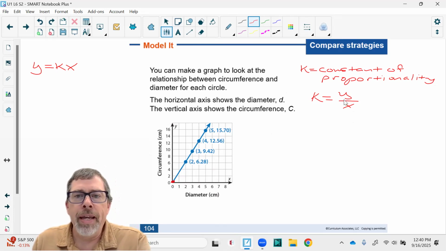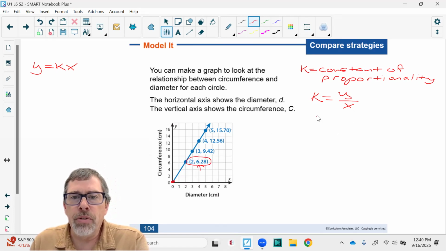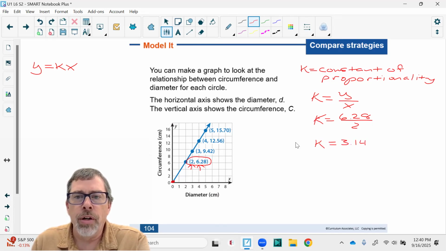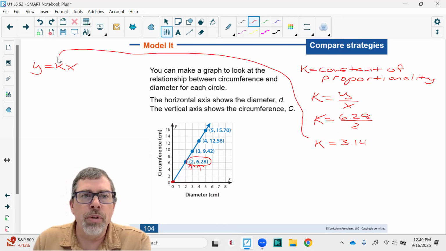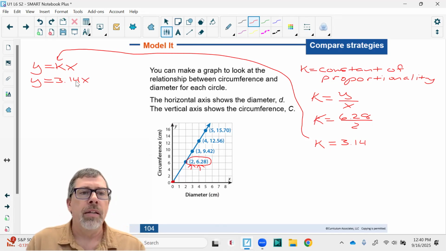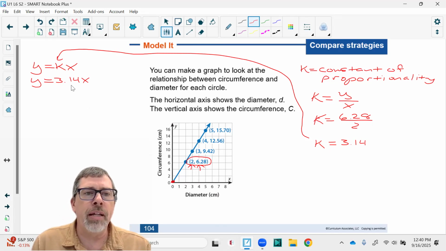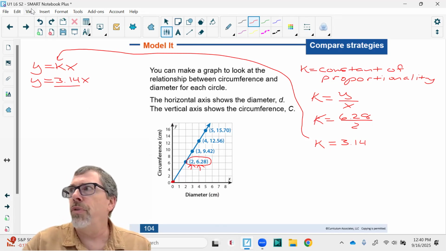So if k is y divided by x, we'll just look at one of the points. Y is 6.28. So my k is going to equal 6.28 divided by the x value, which is 2. So my k is going to become 3.14. If I take that k and substitute it in over here, many students had trouble with this on the quiz. All you got to do now is say the equation is y equals 3.14x. There was a question on the quiz that said, given this equation, what is the constant of proportionality? And the answer is 3.14.